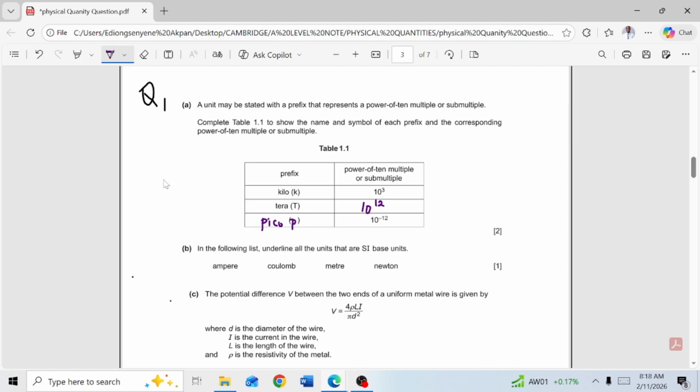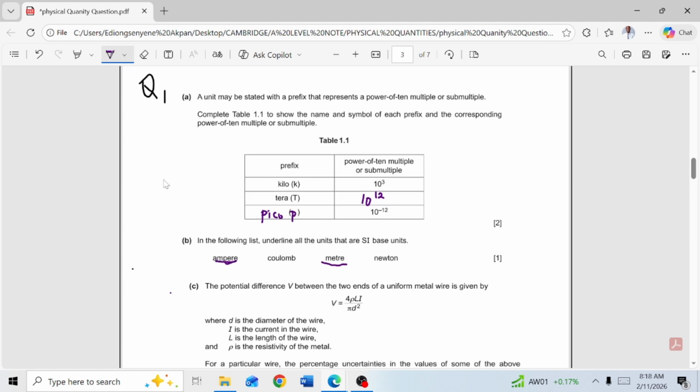All right, let's get to the next question. In the following list, underline all the units that are SI base units. SI base units are units that are fundamental. Other units are formed using them. So we have ampere, we have meter, other ones are seconds, kilogram, and the rest of them.